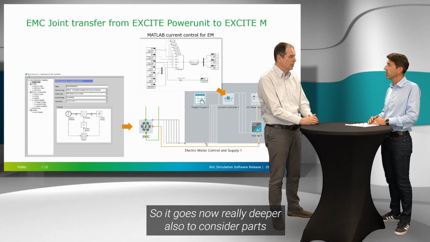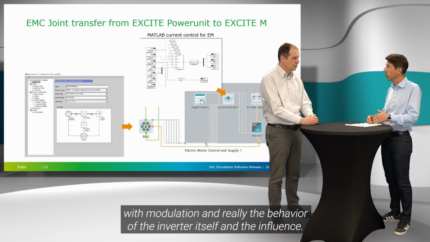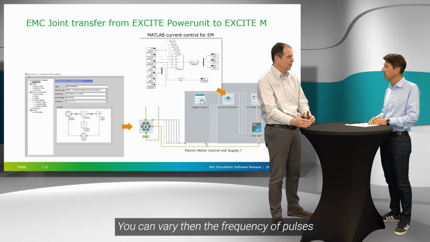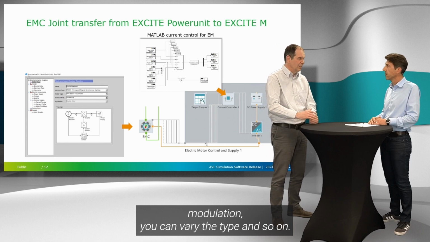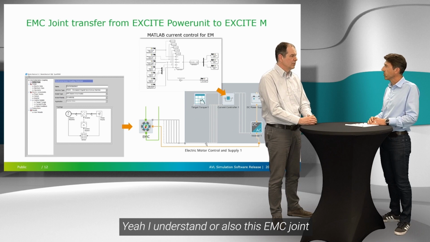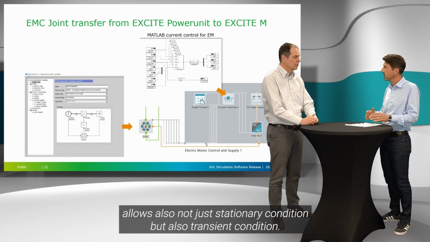Okay. It goes now really deeper, also considering pulse width modulation and really the behavior of the inverter itself and the influence. Exactly. You can vary the frequency of pulse width modulation, you can vary the type and so on. Yeah, I understand this e-motor joint allows not just stationary conditions, but also transient conditions.